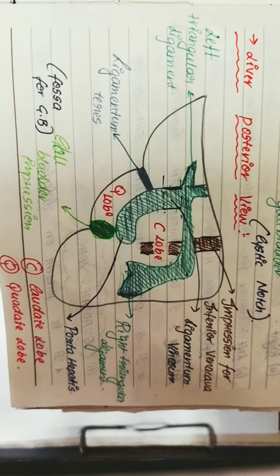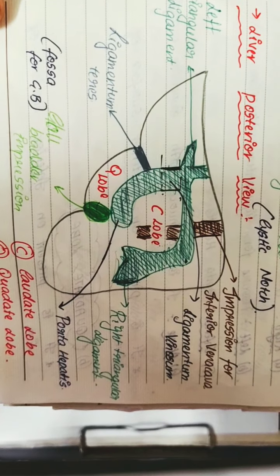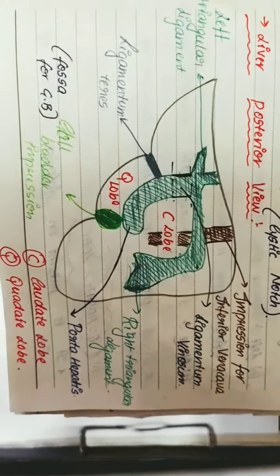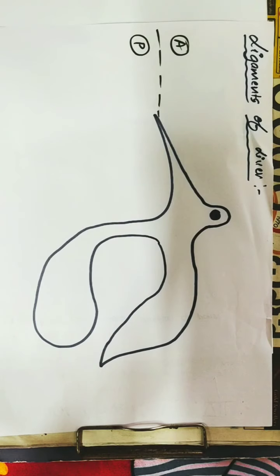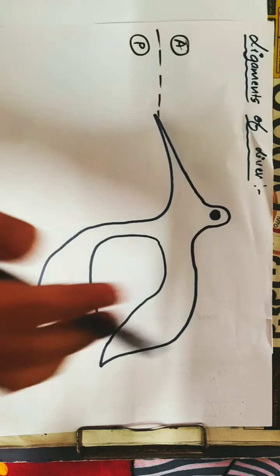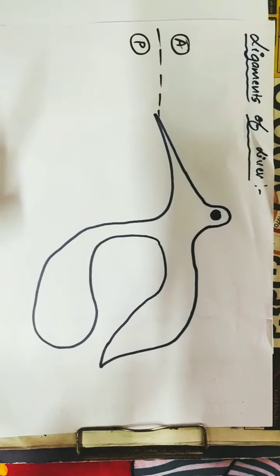Friends, we'll study about the ligaments of the liver. So before studying the ligaments of the liver, we'll look at the posterior wall or the posterior part of the liver. So this is the posterior wall of the liver, posterior view of the liver. We'll take this and replace it here. So here I have taken the middle part and replaced it here.